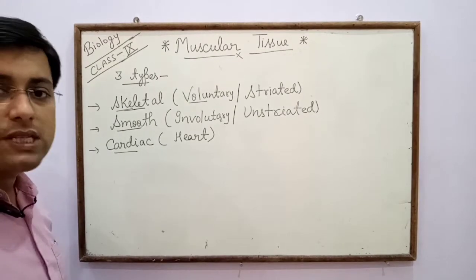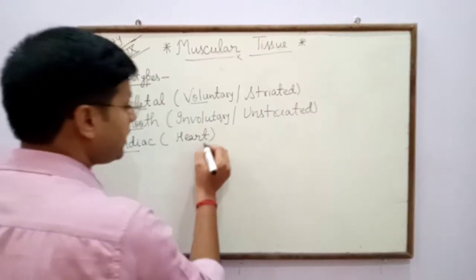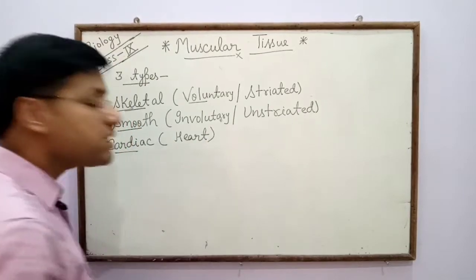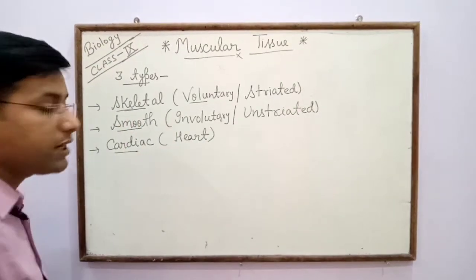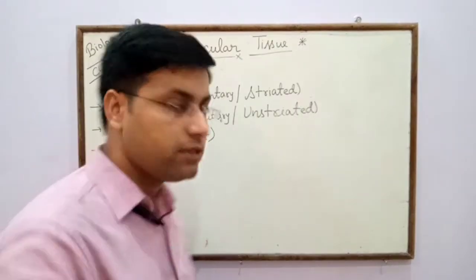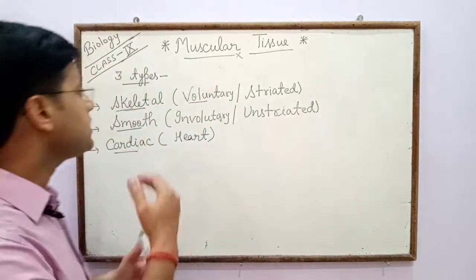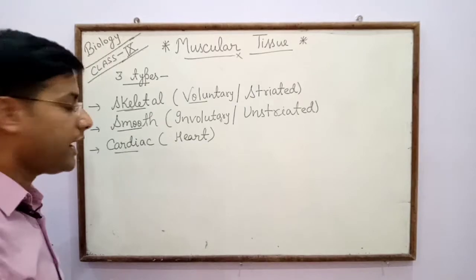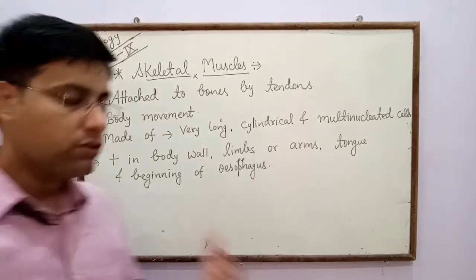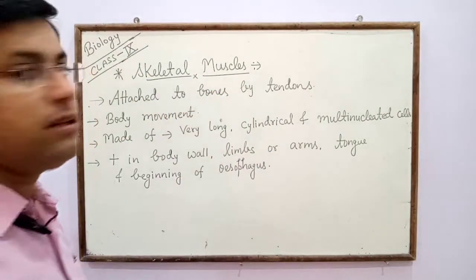Cardiac muscle is present in our heart. It means that the muscles of the heart are called cardiac muscle, and our heart is made up of cardiac muscle. So one by one we will discuss skeletal, smooth and cardiac. Now the first number is skeletal muscles.